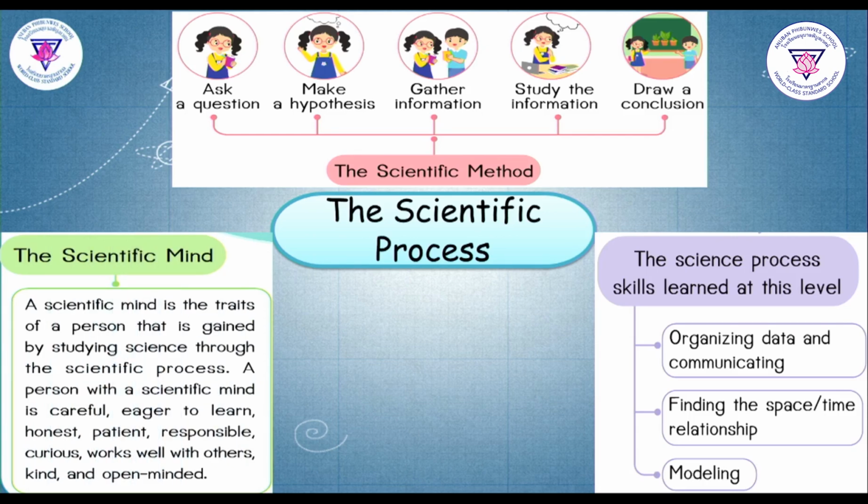Number 3, scientific mind. The scientific mind is the trait of a person gained by studying science through the scientific process. A person with a scientific mind is careful, eager to learn, honest, patient, responsible, curious, works well with others, kind, and open-minded. I hope you understand the 3.